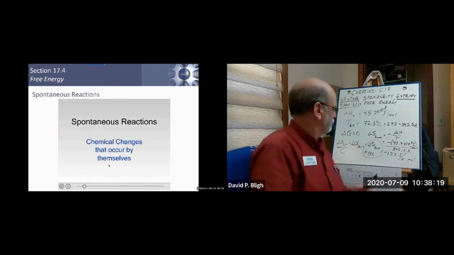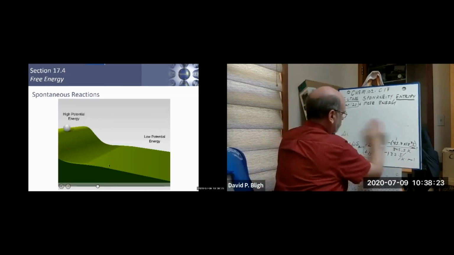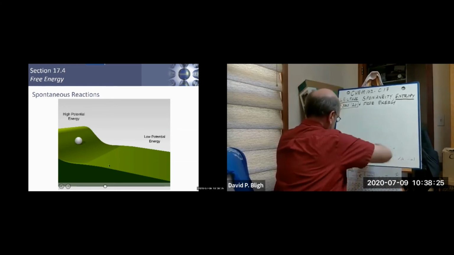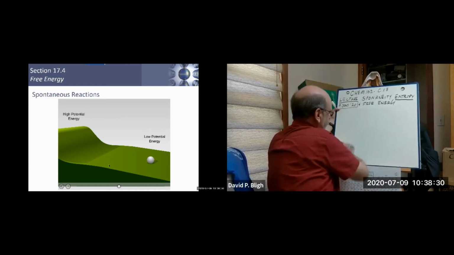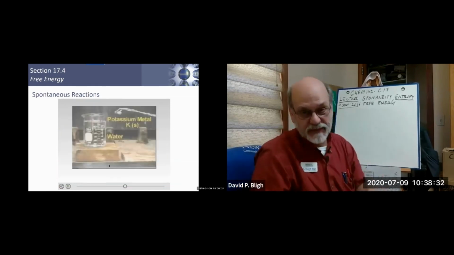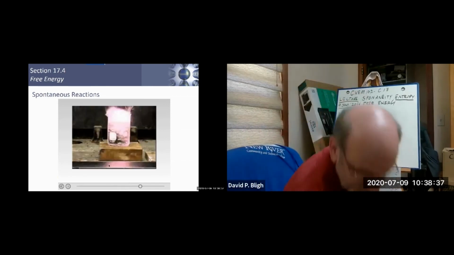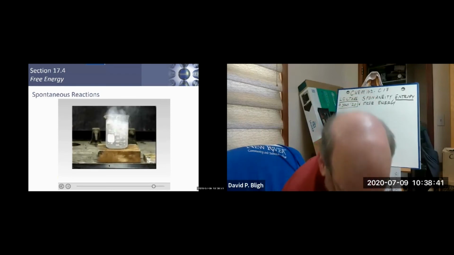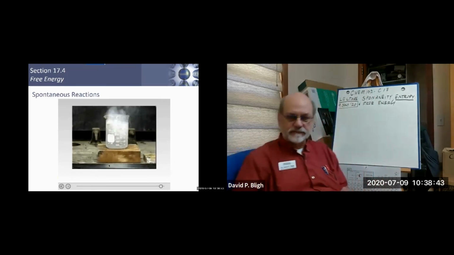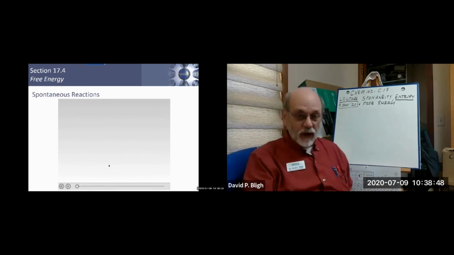Spontaneous reactions occur as soon as two chemicals are combined. Like a ball rolling from the top of a hill, the reactants start at a high potential energy, and the products are at a lower potential energy. Potassium in water is an example of such a reaction. The reaction begins as soon as the two materials are combined. The reaction products are aqueous potassium hydroxide and flammable hydrogen gas.